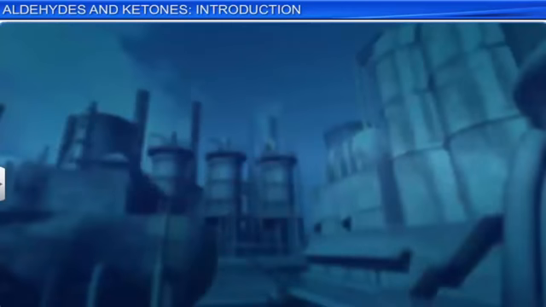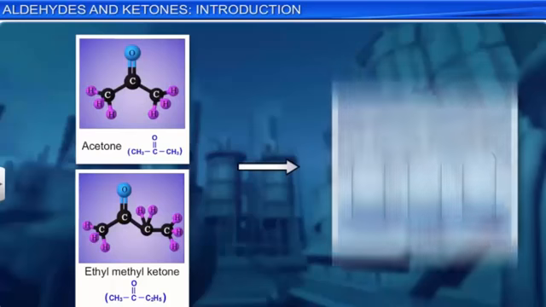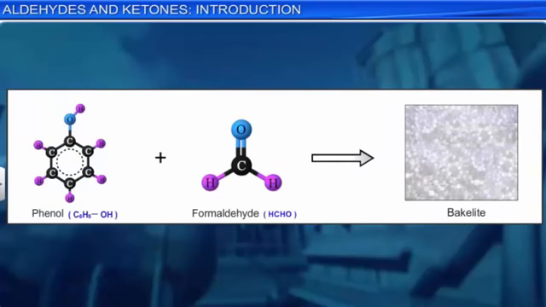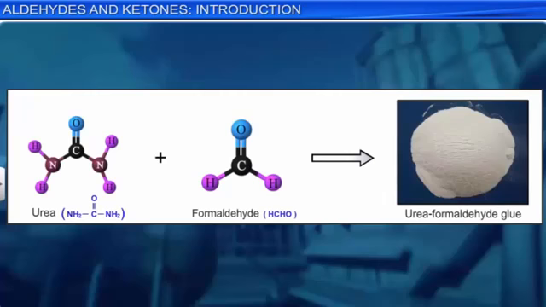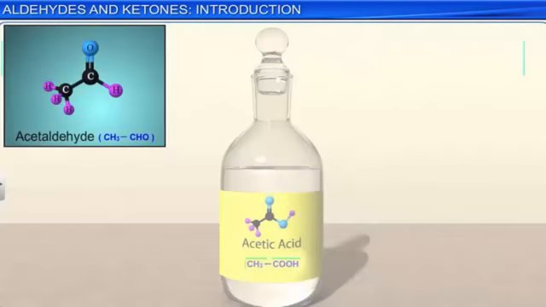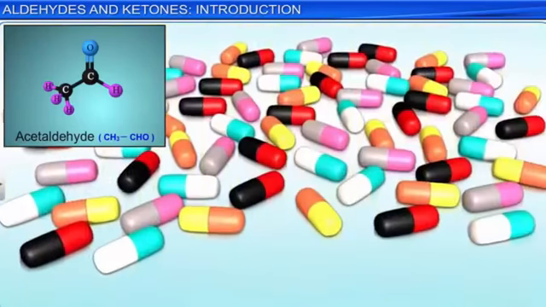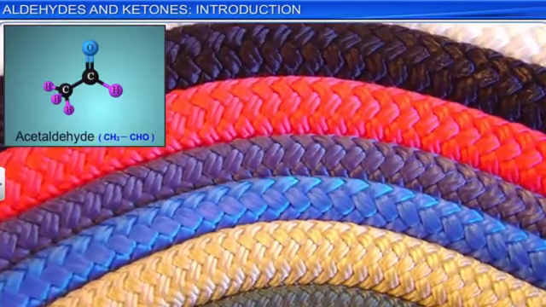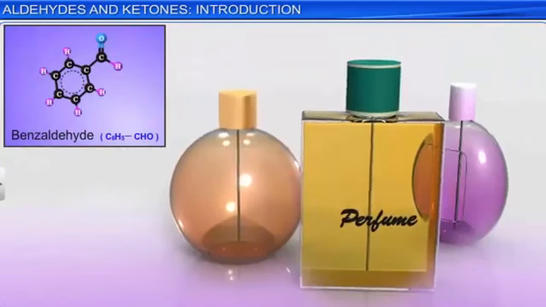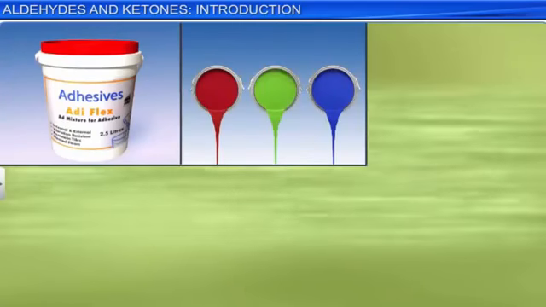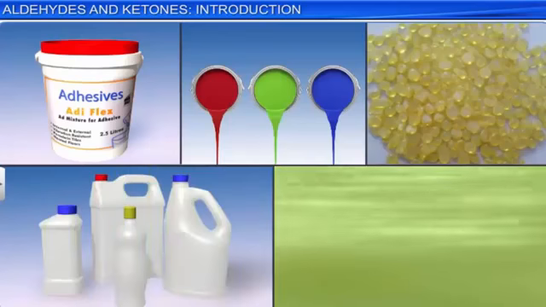For example, acetone and ethyl methyl ketone are common industrial solvents. Formaldehyde is used to prepare bakelite, urea formaldehyde glues and other polymeric products. Acetaldehyde is chiefly used as starting material for the synthesis of acetic acid, ethyl acetate, drugs, and polymers. Benzaldehyde is used in the perfume and dye industries. Certain compounds are used for preparing adhesives, paints, resins, plastics, fabrics, and so on.